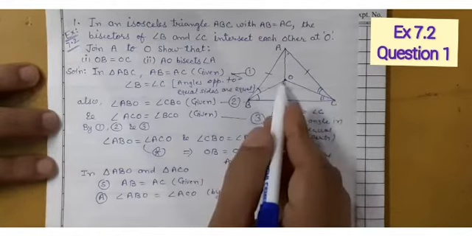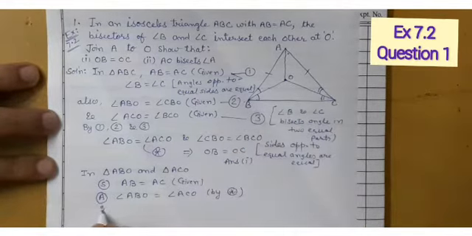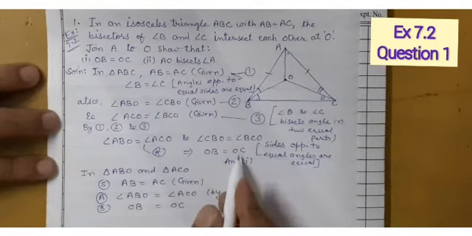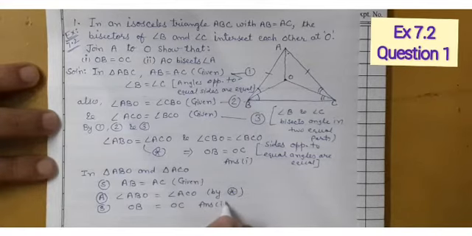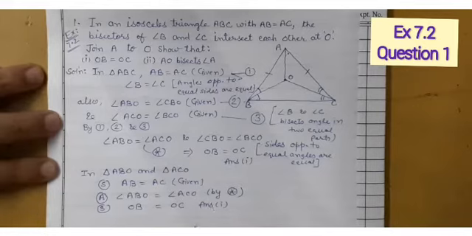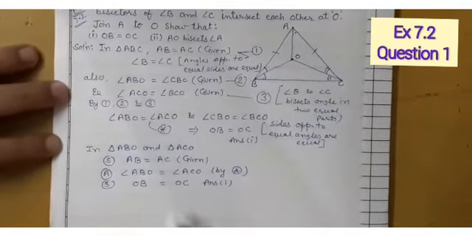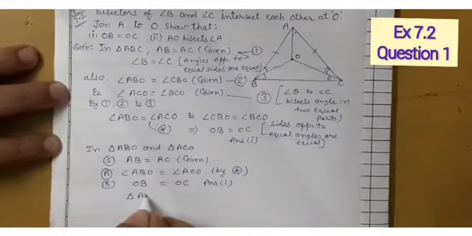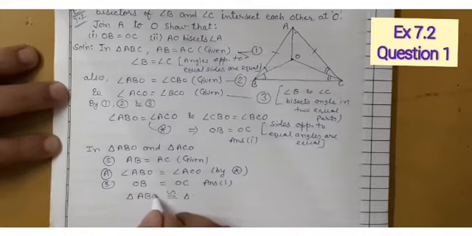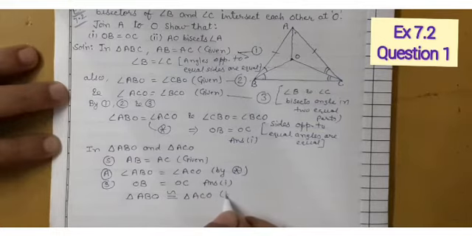Then one side I want is OB equal to OC. From where did you get it? By answer number 1. If these are equal, then you can say triangle ABO should be congruent to triangle ACO by SAS rule.